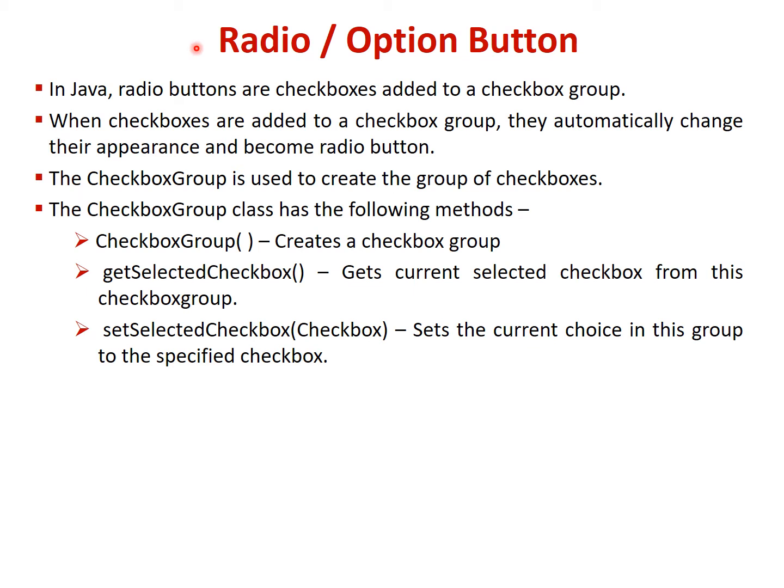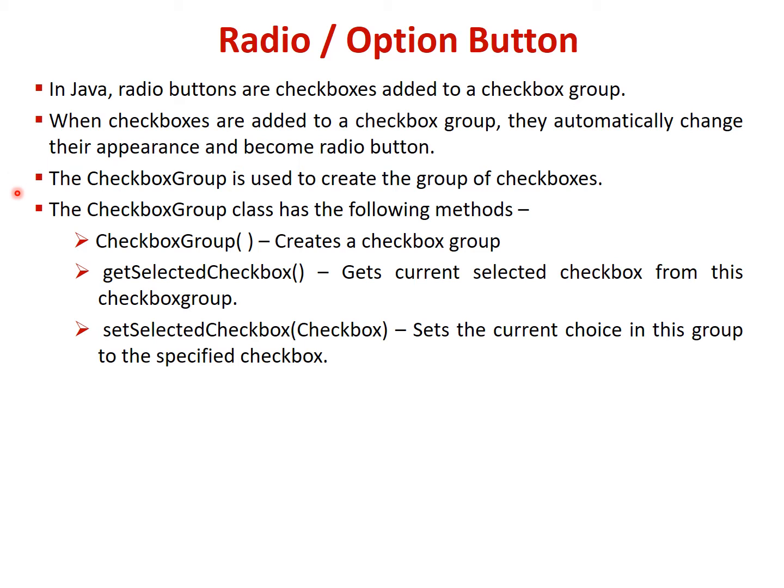First, we will see how to create the radio or option button. In Java, radio buttons are checkboxes added to a checkbox group. When checkboxes are added to a checkbox group, they automatically change their appearance and become radio buttons. The CheckboxGroup class is used to create the group of checkboxes.